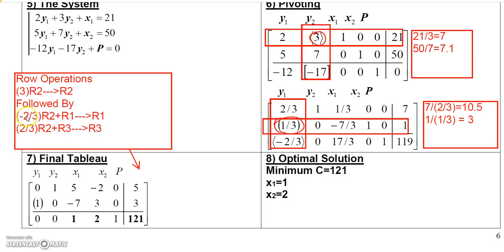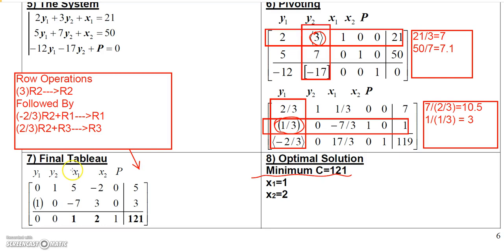Now remember, you don't do these 2 row operations until after you've done the row operation where you've changed row 2. So anyway, if I do those 3 row operations in order, then I should end up with a tableau that looks like this. And notice that this tableau has a solution of 121 for P, so that means that the solution for C in my original problem is also 121.